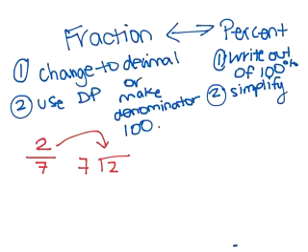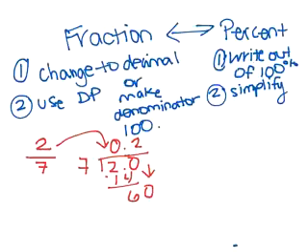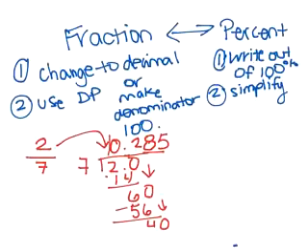How many times does 7 go into 2? Well, it doesn't, so I put a 0. I add a 0. 7 goes into 20 2 times. Bring down a 0. 7 goes into 60 8 times. It's because 7 times 8 gives me 56. 7 goes into 40 5 times, and I can go ahead and stop right there for the sake of time. So that would be my decimal.